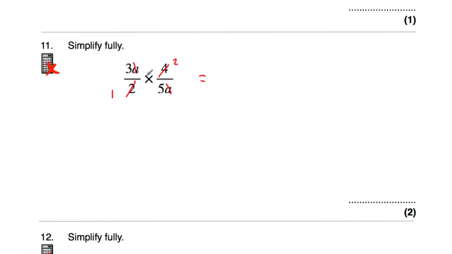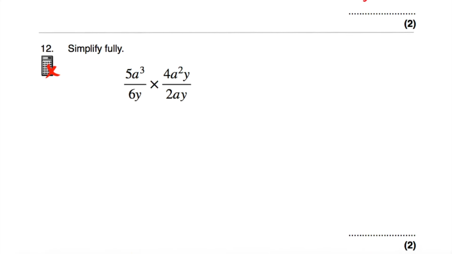And let's do that. 3 times 2 is equal to 6, and 1 times 5 is equal to 5. So the answer would be 6 fifths. So it's possible to cancel down before you multiply. And that's it. So you can use either approach there as long as you do it correctly. Okay, let's have a look at our next question, question number 12.